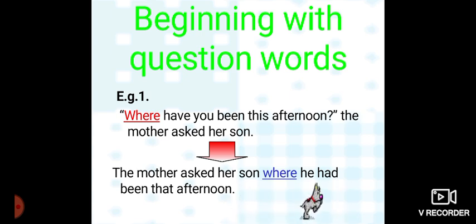So the mother asked her son where he had, have you been. Here been is in the present perfect, so we change that into the past perfect. So he had been. This afternoon is an adverb, and we change that into that afternoon. So what is the direct speech first? Where have you been this afternoon? The mother asked her son. Then the indirect speech is: the mother asked her son where he had been that afternoon. Lastly, we eliminated the question mark and quotation marks. At the end of the sentence we use the full stop. This is the example for beginning with question words.